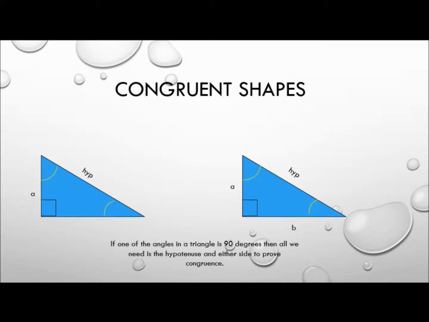If one of the angles in a triangle is 90 degrees, then all we need is the hypotenuse and either side to prove congruence. This is known as the RHS, or right angle hypotenuse side proof of congruence.